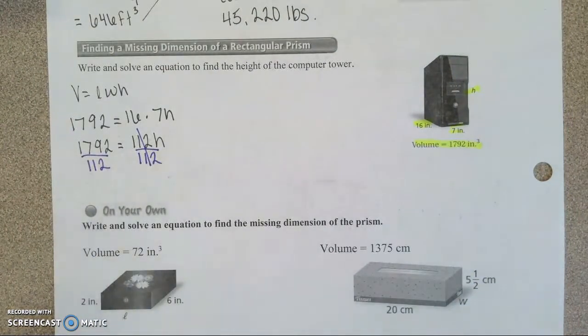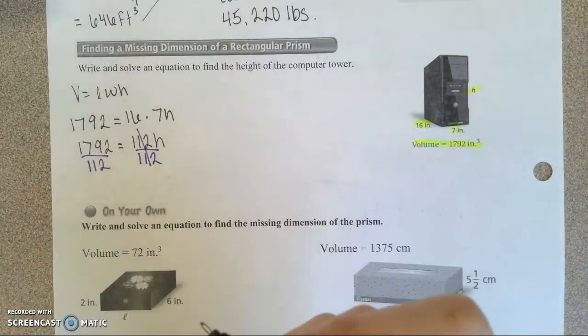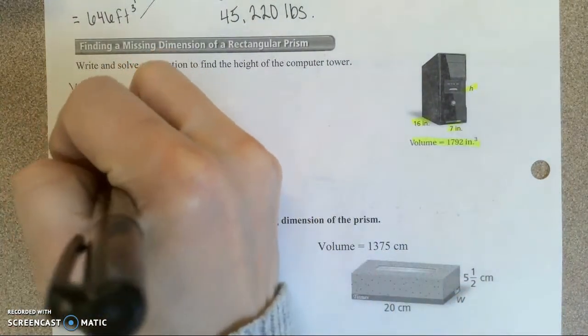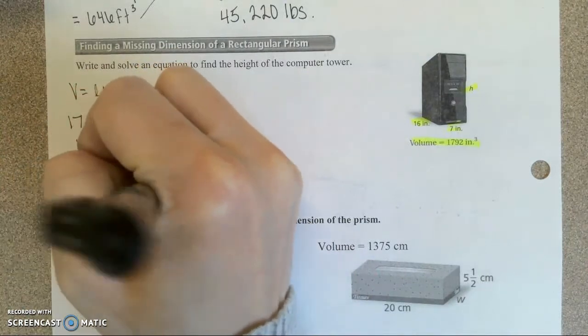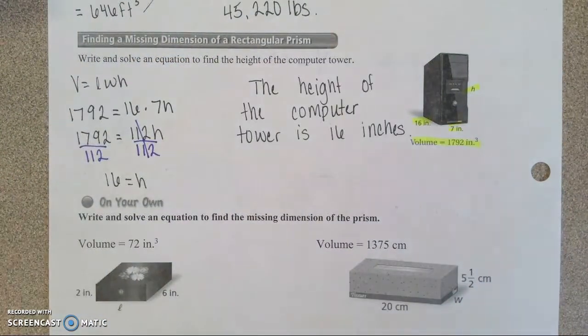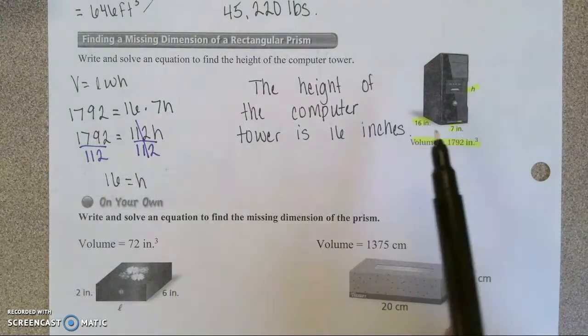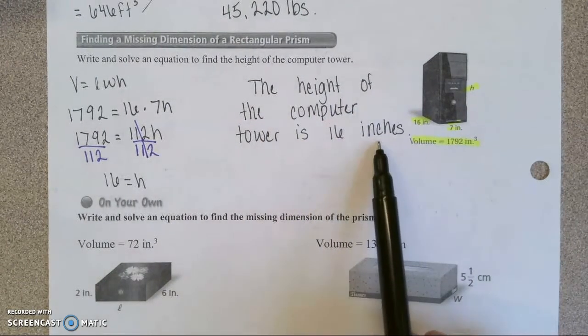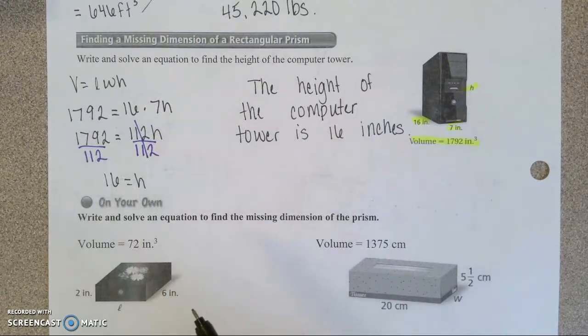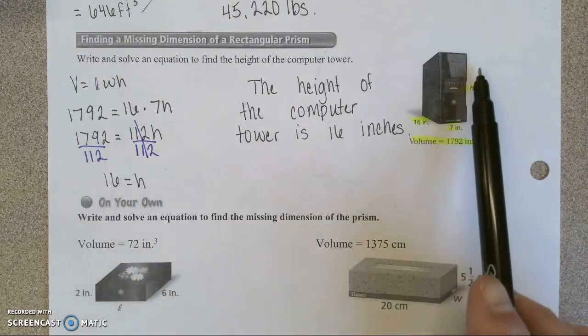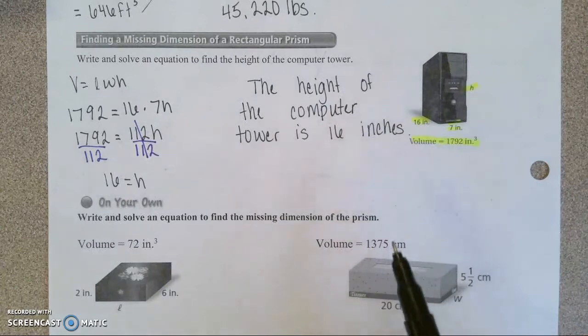So again, if you want to type in that 1,792 divided by 112 in your calculator, I'm okay with that. I should have got 16 equals h. So that 16 represents the height in inches. So the height of the computer tower is 16 inches. I did not put inches cubed or inches squared because it's just the length there, that height. It's not area and it's not volume.